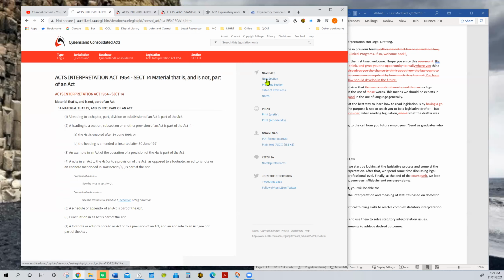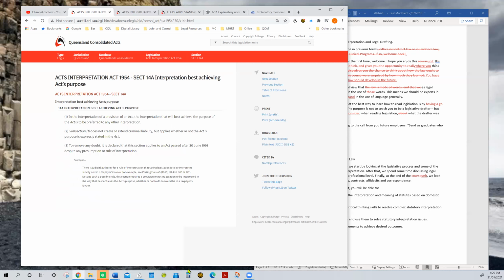Section 14A is critically important. Now, firstly, you'll note it's section 14A, it's not section 15. And you might be alive to why that is the case. It was introduced as a result of an amendment to the original legislation. So if you look at the Acts Interpretation Act 1954 as it was when passed, of course, there was no 14A. So what that tells you is that it's something that was introduced. Therefore, there must have been a reason for it to be introduced.